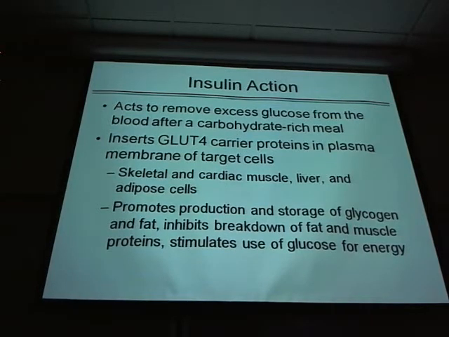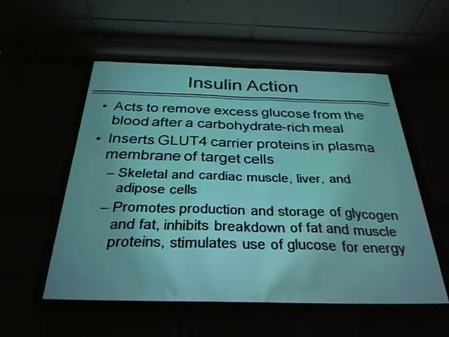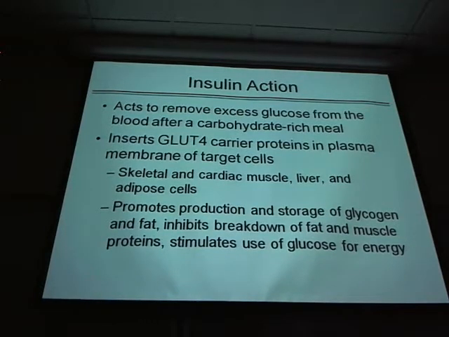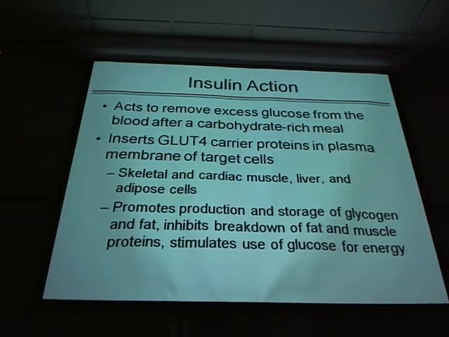Okay? Promotes production and storage of glycogen and fat, inhibits the breakdown of fat and muscle. If you've got insulin produced because there's a lot of carbohydrate, you're not going to break down fat and muscle. You're going to store it.